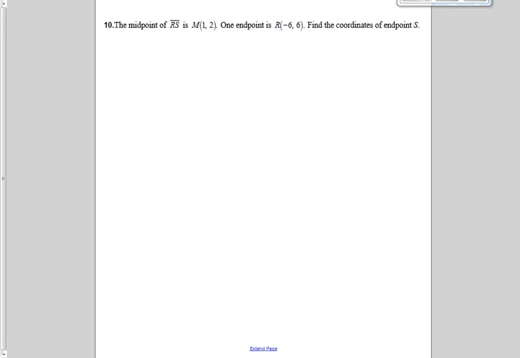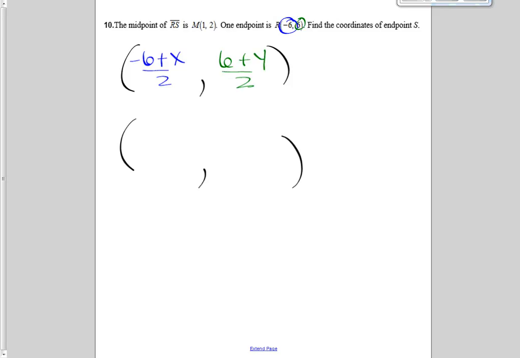This is the trickier kind. So this is the one where we're going to set up what we know and what we don't. So in this x spot, I know that if I take negative 6 plus something and put it over 2, that puts it in a different one. That's negative 6 from here. And then I got a positive 6 here if I do 6 plus y over 2. That gives me the y coordinate.